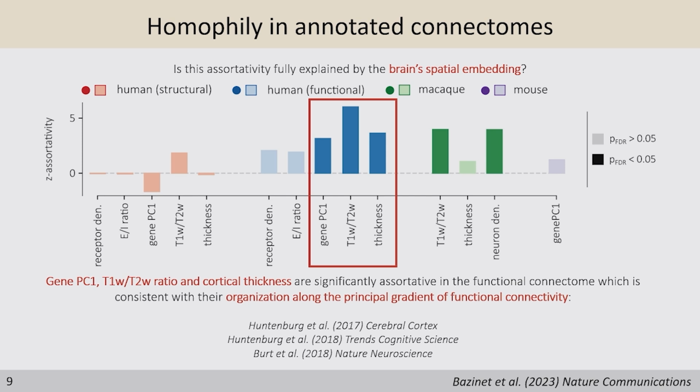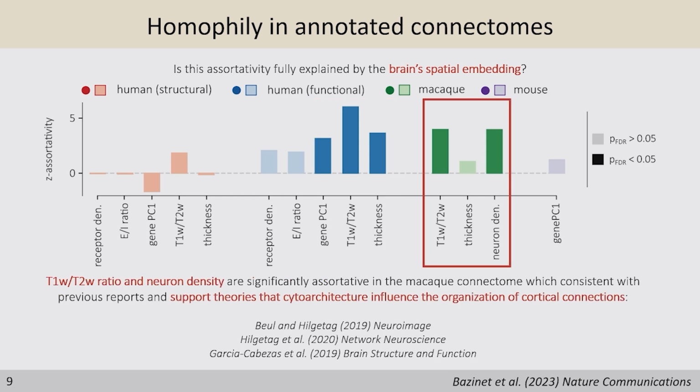So for example, if we look at gene PC1, T1/T2 ratio, and cortical thickness, they're all significantly assortative with respect to the functional connectome. And this is actually pretty consistent with the fact that they're organized along the principal gradient of functional connectivity. If we look at the macaque connectome, now we have T1/T2 ratio and neuron density, which are also significantly assortative, again, above and beyond what we'd expect from the spatial autocorrelation of the brain.